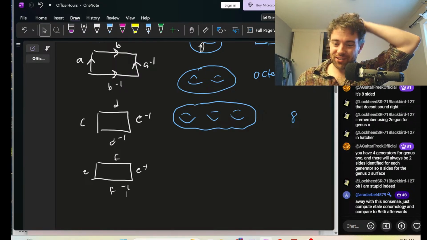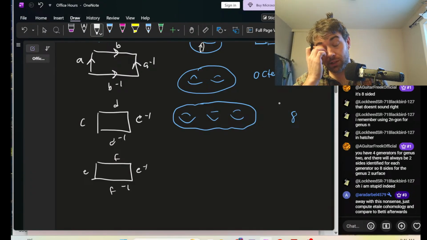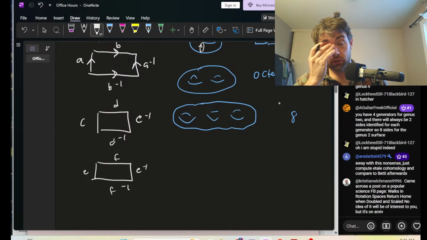Just compute cellular homology and compare to Betti numbers afterwards. Well, maybe we can try doing that next. Maybe we could try doing that next. Yeah. Cellular homology, yeah, with respect to the cellular structure for this thing.